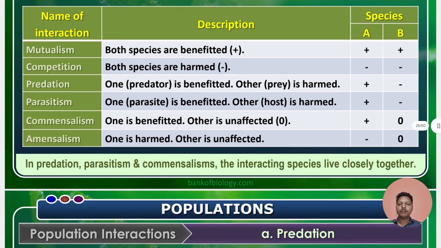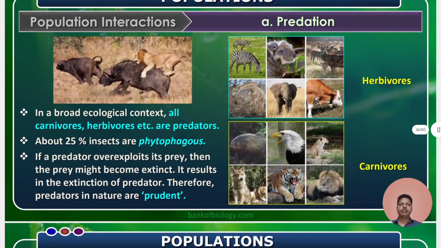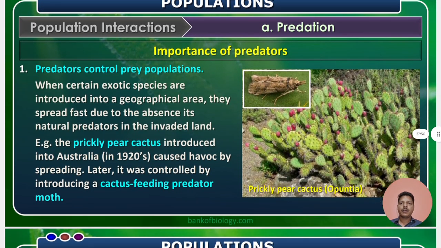Remember. First of all, predation. Predation, in a broad ecological context, means all carnivores, herbivores, etc. are predators. Obviously, above 25% of insects are phytophagous. If a predator overexploits its prey, then the prey might become extinct, and it results in the extinction of the predator. Therefore, predators in nature are prudent. Here are some examples: herbivores and carnivores.